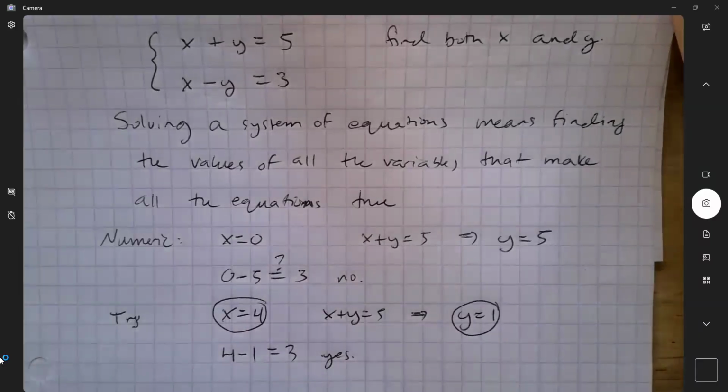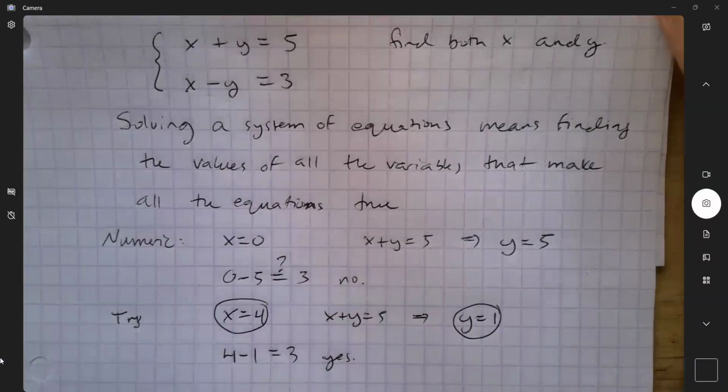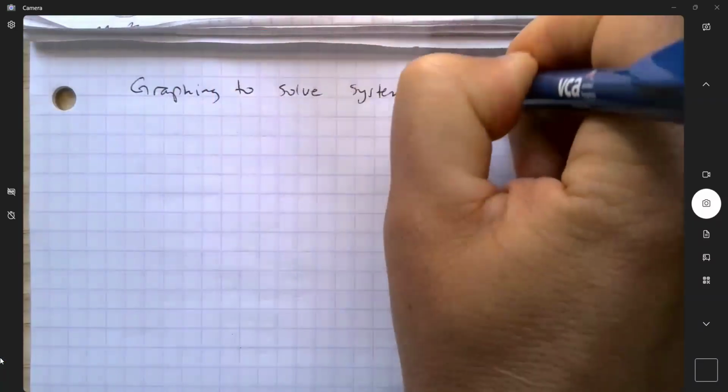Now, if you have a system of this nature, which is technically a pretty simple system of equations, you might be able to figure it out numerically by guessing and checking. But most of the time, guessing and checking is going to take a super long time and isn't really worth the effort. So this section is about graphing to solve systems of equations.